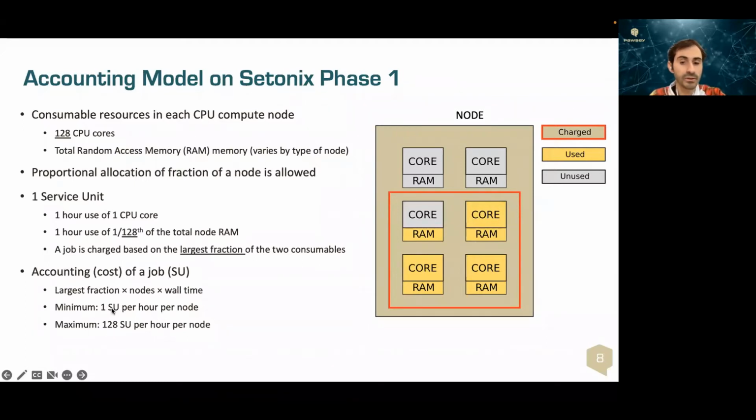What this means is that if you're going for a fractional use of a node, the minimum accounting for 1 hour of use will be one service unit, which means that you're using no more than one core and 1 over 128 of RAM. The maximum charging for one node and 1 hour of usage will be 128 service units, which means that you have been using either all of the cores or all of the RAM or both for that hour on one node. And of course, if you're using multiple nodes, there will be a multiplier taking into account the number of nodes as well.